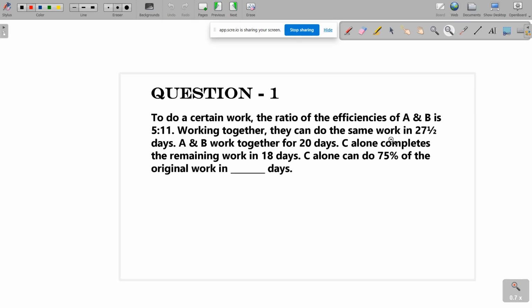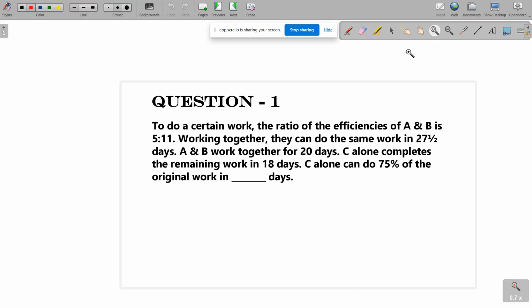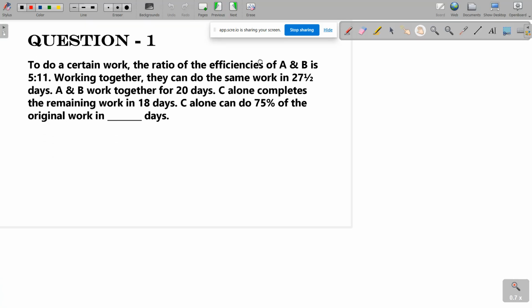First let me arrange some space so that we can solve it here. There you go. Let's start. Question 1 is based on the time and work chapter.